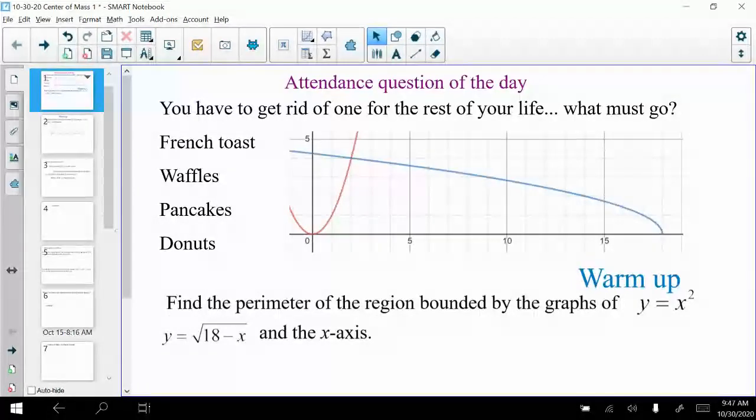So of course, our very first, most important, is our attendance question of the day. You need to get rid of one: waffles, French toast, pancakes, or donuts. What must go?